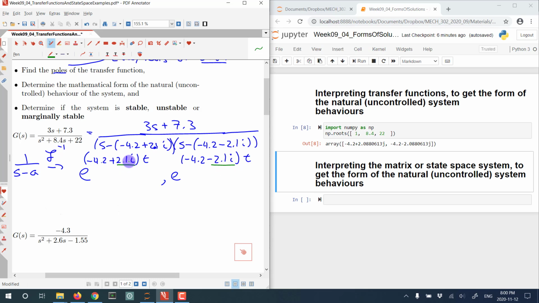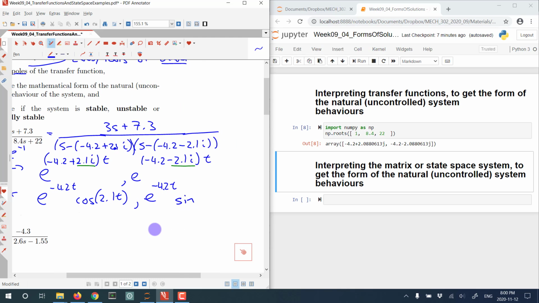more specifically the purely imaginary values, those imaginary values turn into cosines and sines. So what we get out of this is another alternative, which is e to the minus 4.2t times cos of 2.1t. Or the other building block in our natural behavior is going to be e to the negative 4.2t sine of 2.1t.